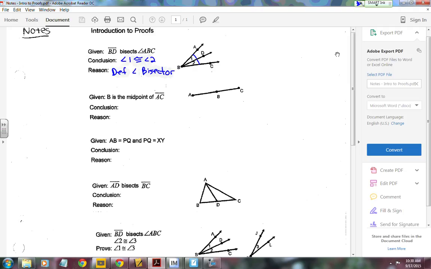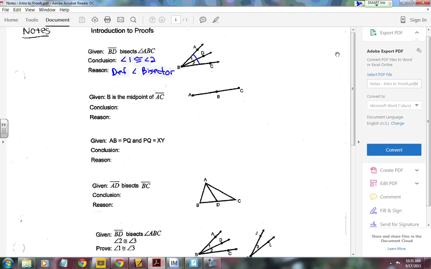Now, some of you struggle with what the reason is, okay? And one thing that you want to do is you want to go and look at what they tell you, okay? They're using the word bisect. That means something, okay? So go back and look at that definition. Or there might be a postulate or a theorem or another kind of rule that we learned, a property. It has to go back to that. You can't just say definition of congruent angles. Well, that has nothing to do with this, okay? It's got to relate back to what you're told.